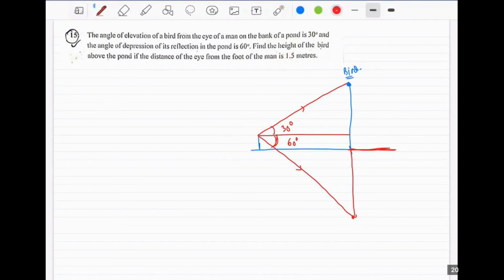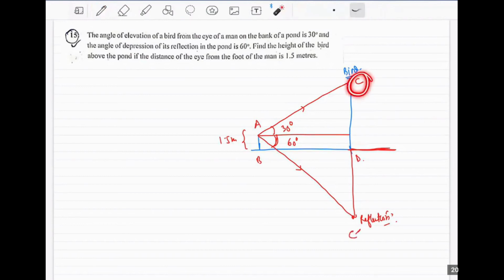So let's say the person is AB. How tall is AB? It is 1.5 meter. We are not taking his total height, we are taking the length from his feet to the eye. And then we don't know the others. We know the angle of elevation and angle of depression of the bird and its reflection. Okay, so let the bird be at point C. D is the pond, and this, let's say C prime.